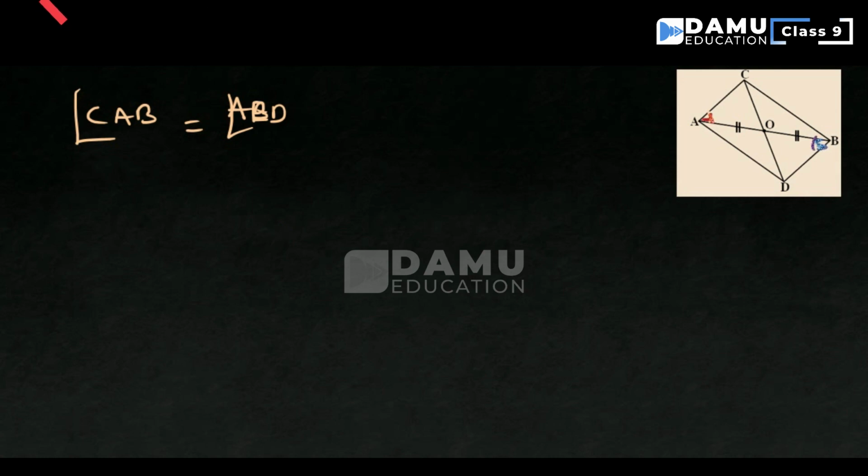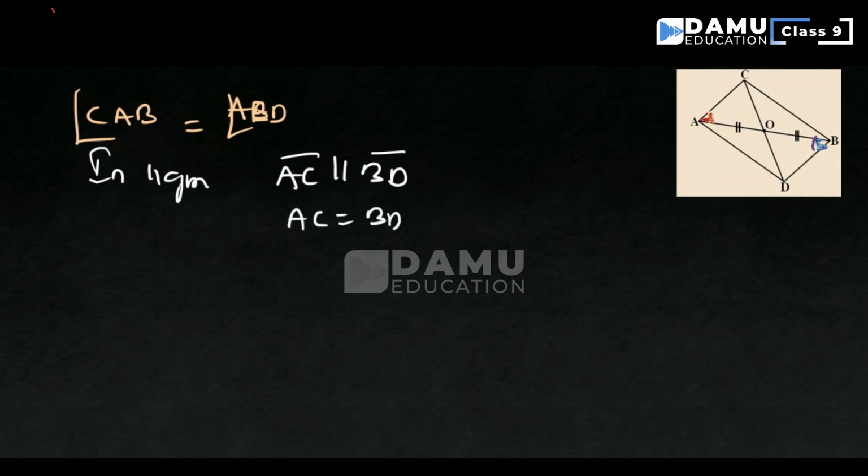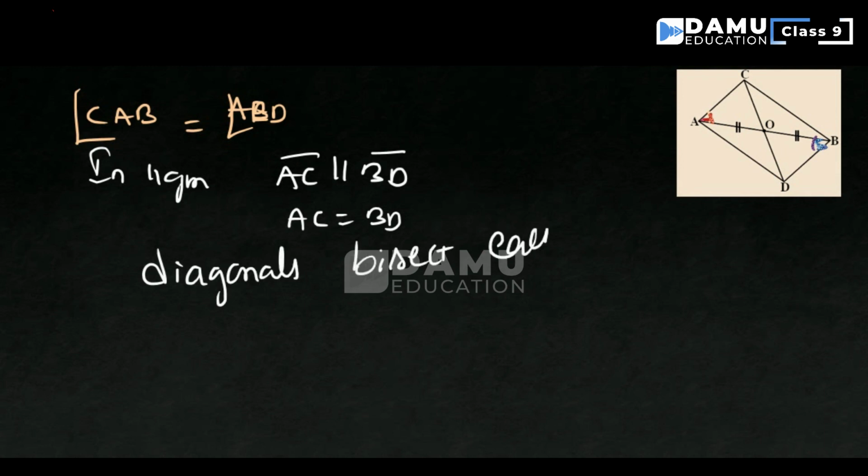So in a parallelogram, what you can write here is diagonals bisect each other. AC is parallel to BD and AC will be equal to BD. Diagonals bisect each other in parallelogram ABCD.